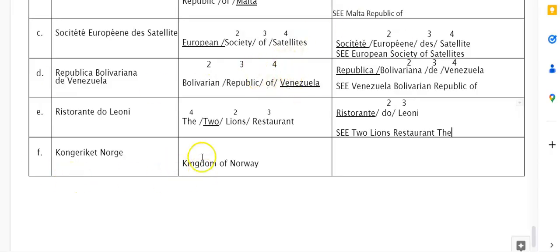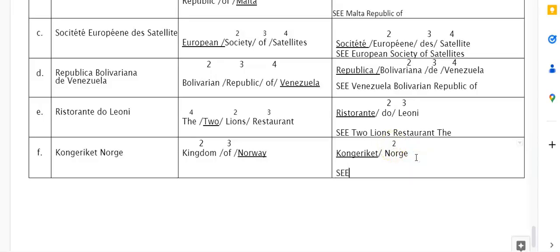For the final example, we have the Kingdom of Norway. So I can separate these. The actual name is Norway, which is going to be our key unit. Kingdom is unit 2, of is unit 3. For my cross-reference for this, I'm going to index that as written. So here's my key unit, here's unit 2, and finally my C notation is C, Norway, Kingdom of.